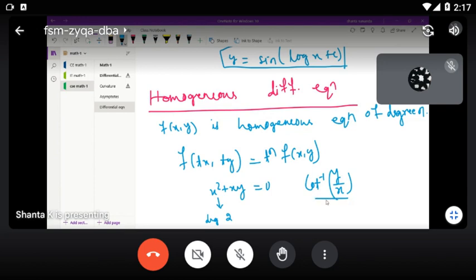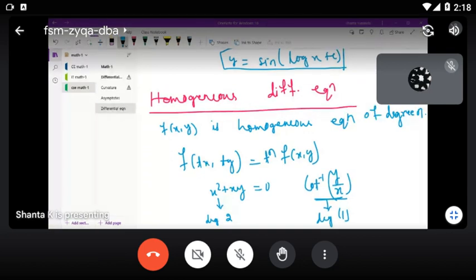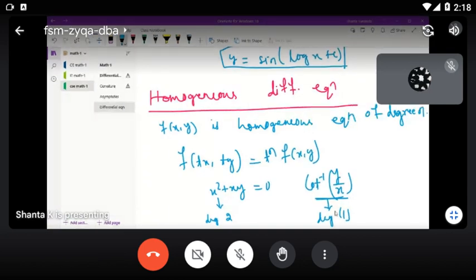If I am saying this one, is this a homogeneous equation? Cot inverse y by x. Yes, ma'am. So what is the degree here? 1. Why are you saying it is 1? 0. If it is like this, it will be 1. But here t gets cancelled.